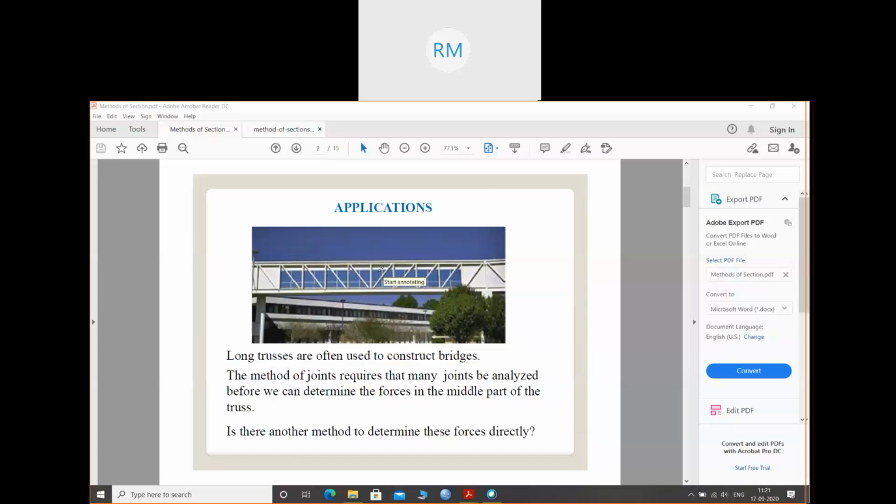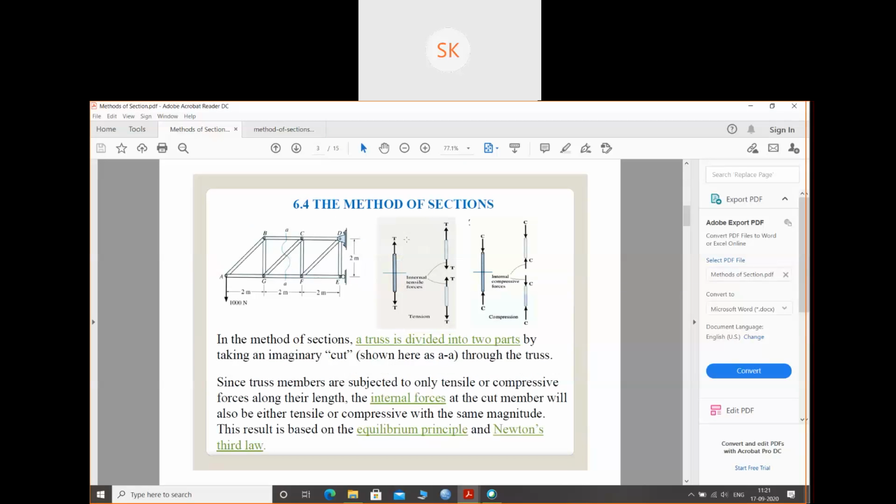Suppose you have been asked to find the force in the member in the middle part. Suppose you have to find the force in this member. If you go by the method of joints, then you have to start analyzing with each joint, right? You have to analyze all the joints. Then by solving, you will come to this part. But with the method of sections, you can directly cut a section on this part and analyze. So this is the shortcut, you can say a shortcut or fast method in comparison to the method of joints.